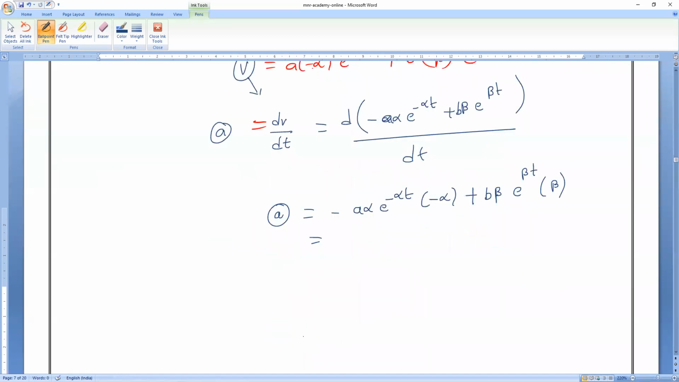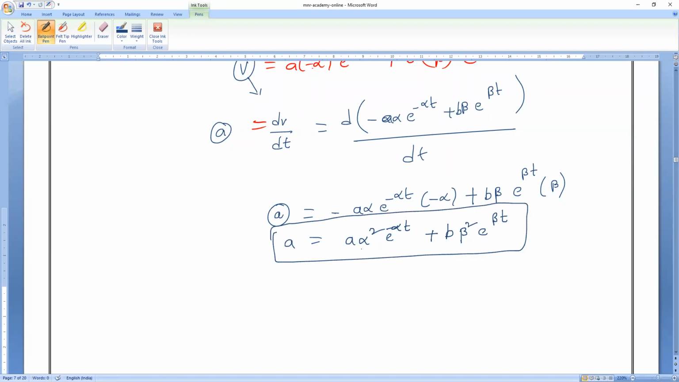Now if you observe very carefully, acceleration: minus into minus, plus. So a alpha into alpha, alpha square e power minus alpha t, plus b into beta into beta, beta square e power beta t, which equals a. Now if you observe, is a always positive or negative? Forget about the exponential, you can leave it. Remaining, you can check: both are positive. So it is always positive, which means a is greater than 0.